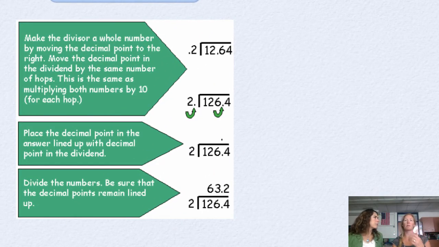But for some people that might be confusing, having to turn it into a fraction, then multiply the equivalent. There's another way that might work easier for you. So here's the example. We have 12 and 64/100 divided by 2/10. So you can see there's a decimal on both sides.